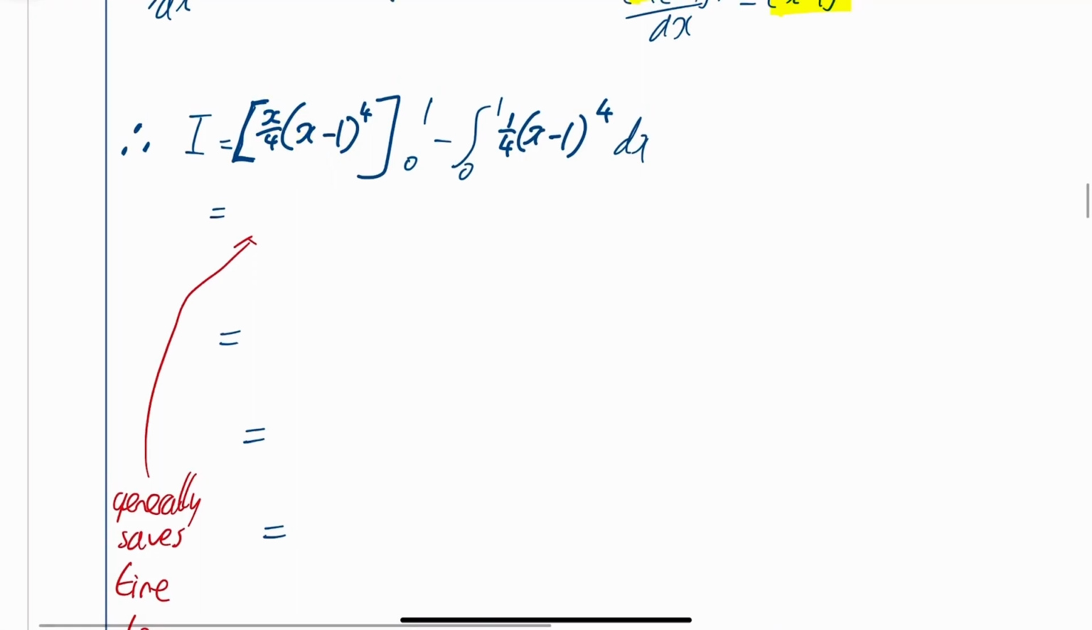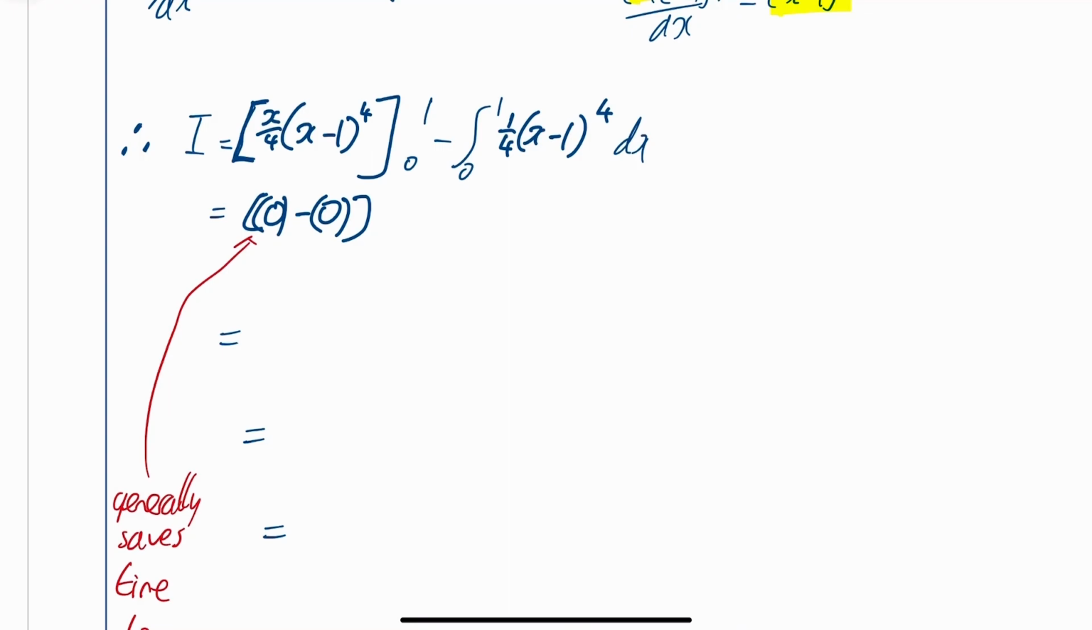So it's 0 minus 0, so I'll just do square bracket 0 minus 0, just to show all my steps here. But definitely you save a load of time if you put the limits in for that bit, because quite often it's 0, or maybe it's like pi over 2 or whatever, but whatever it is, it's a heck of a lot easier than having to write out square bracket x over 4 times x minus 1 all to the power 4. So it saves you a load of time.